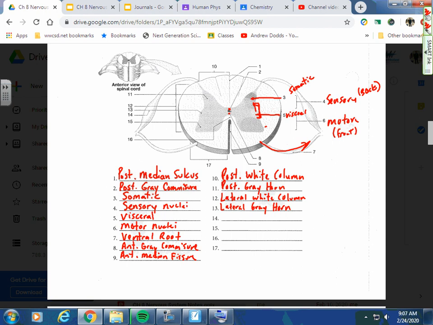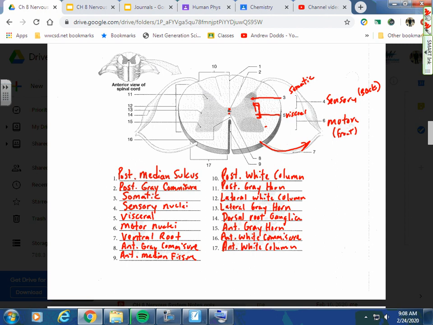14 is dorsal root ganglia. 15 is anterior gray horn. 16 is anterior white commissure. Yep. And 17, anterior white column. So, all right.